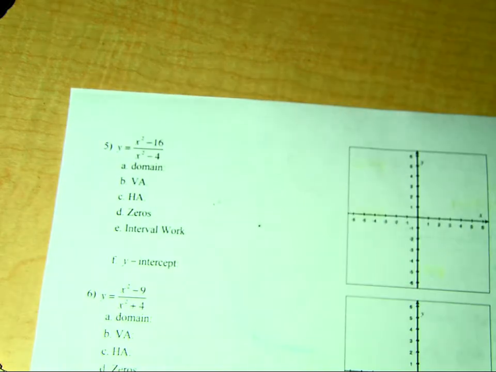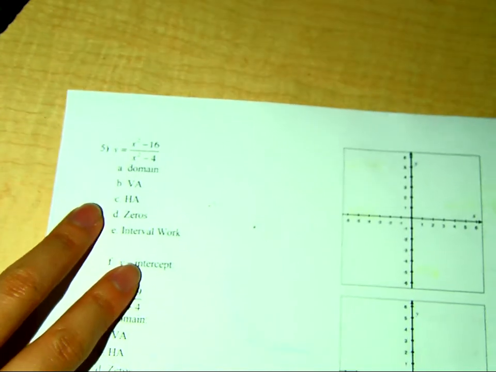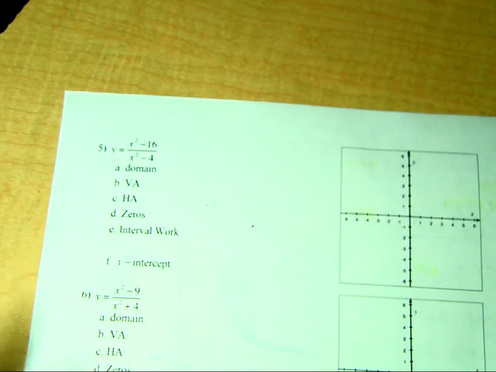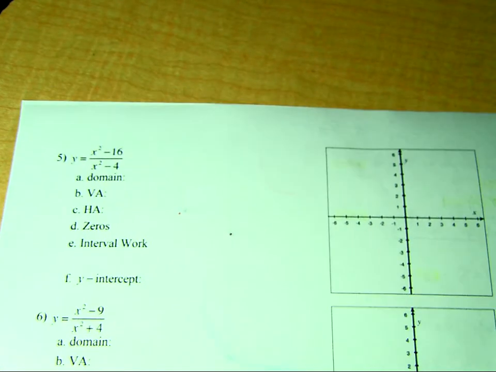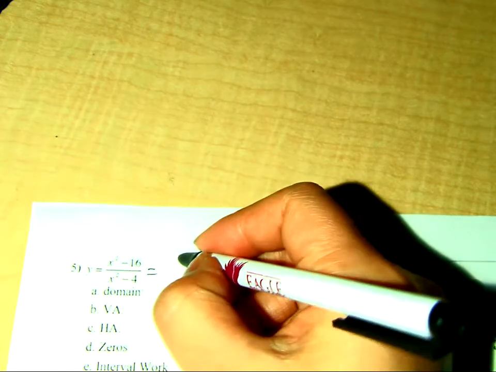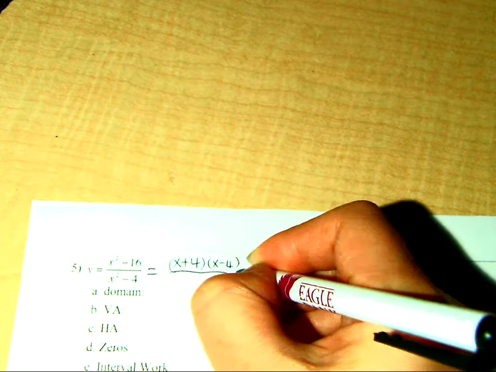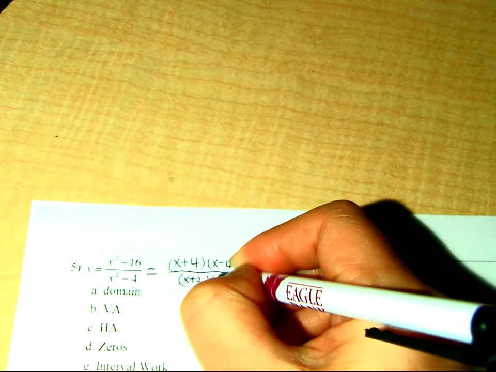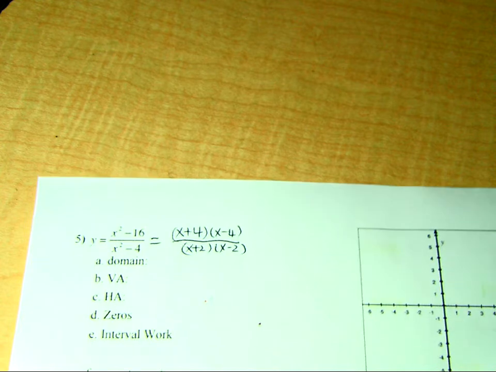Okay, let's do 2 more, I think. For the next one, same thing. Okay, how about this way? Okay, we can factor this one. Top is x plus 4, x minus 4. Bottom will be x plus 2 and x minus 2. Also, nothing can be cancelled. We can just solve this regularly.